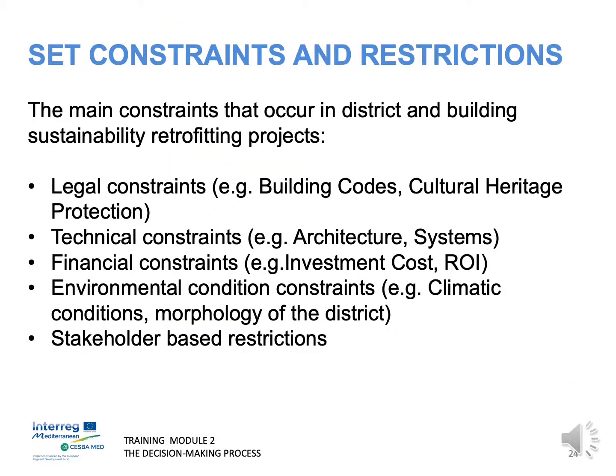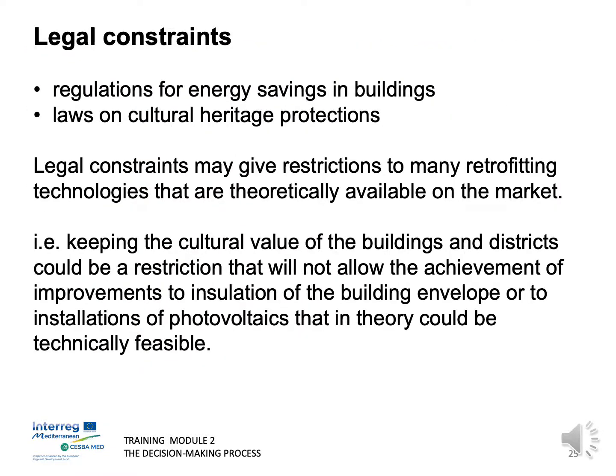We now move on to set the constraints and restrictions. In fact, the main constraints that occur in district and building sustainability retrofitting projects are listed here. So, amongst these we find the legal constraints, including the building codes, cultural heritage protection, and so on and so forth. Technical constraints like architecture and system, financial constraints, environmental condition constraints, and finally stakeholder-based restrictions. So let us go in more detail on each and every one of these constraints. So let us start with the legal constraints.